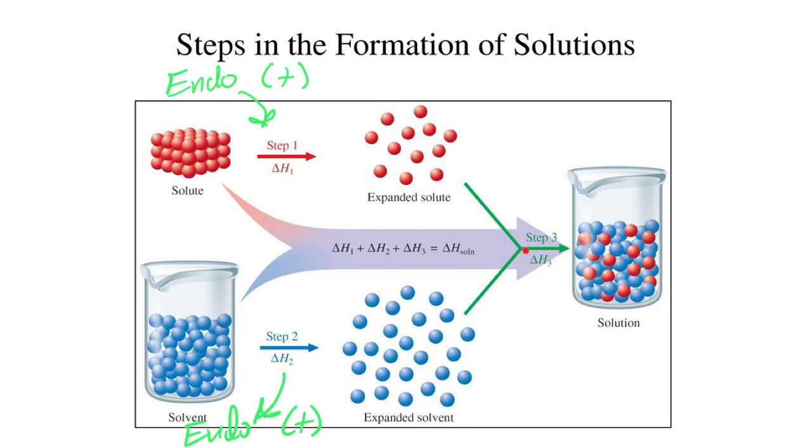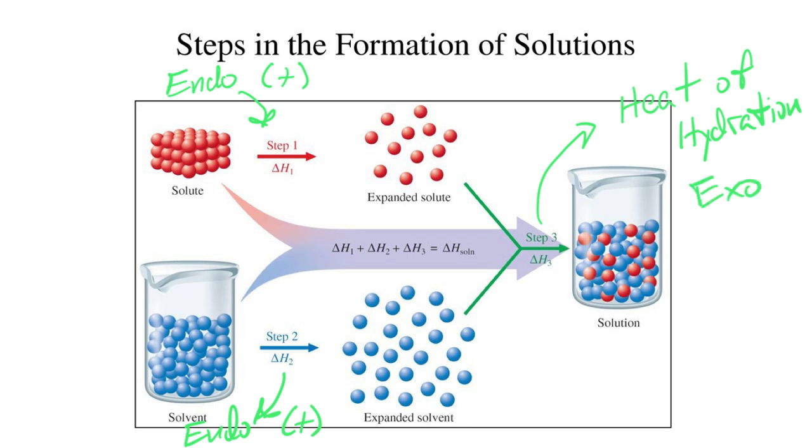Step 3 is often called the heat of hydration. What that means is that the solute particles are being surrounded by water molecules and they're forming bonds with the water molecules. So this step we call the heat of hydration. And because we are forming bonds, anytime you form a bond, even an intermolecular bond, that process is going to be exothermic. And so this final step is our exothermic step, which means that our delta H3 is always going to be negative.